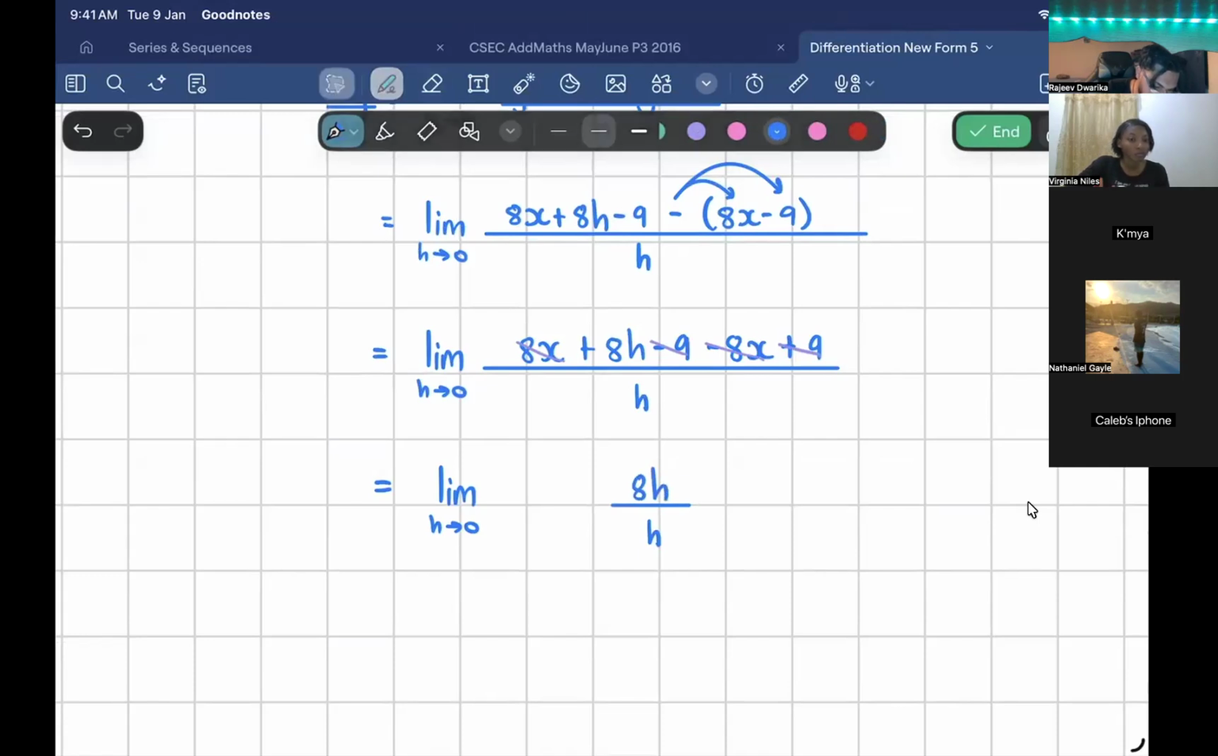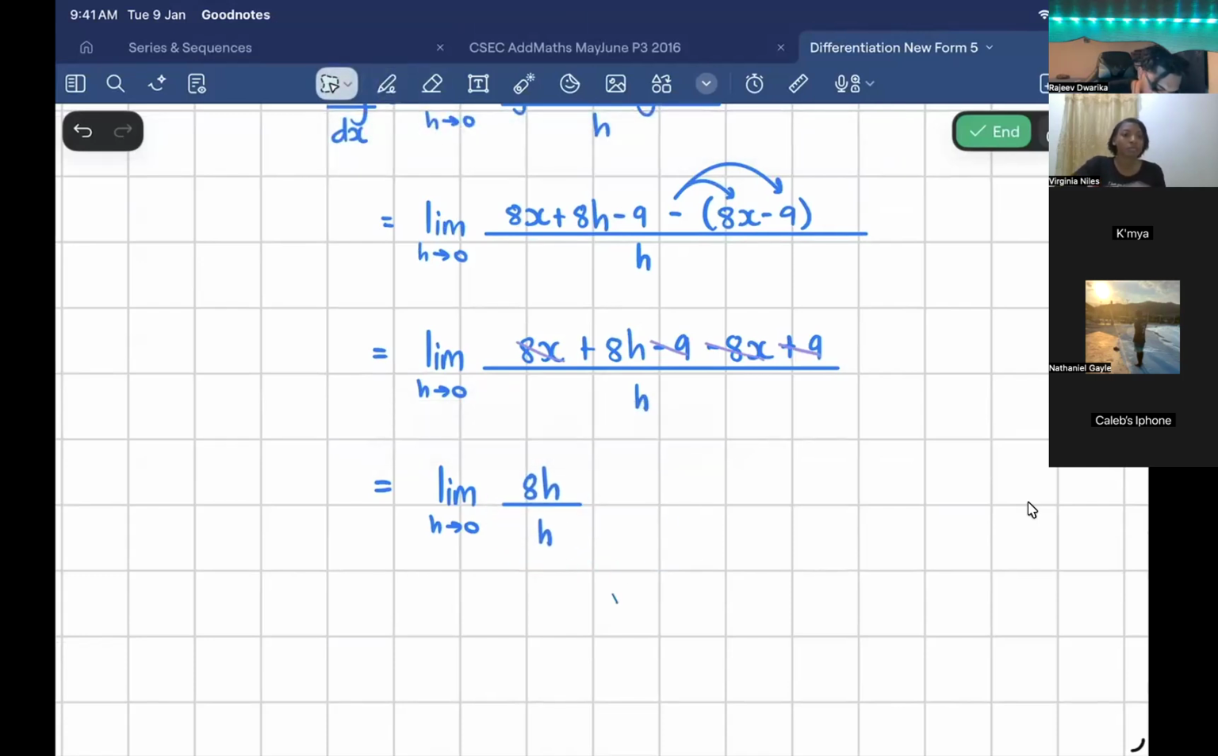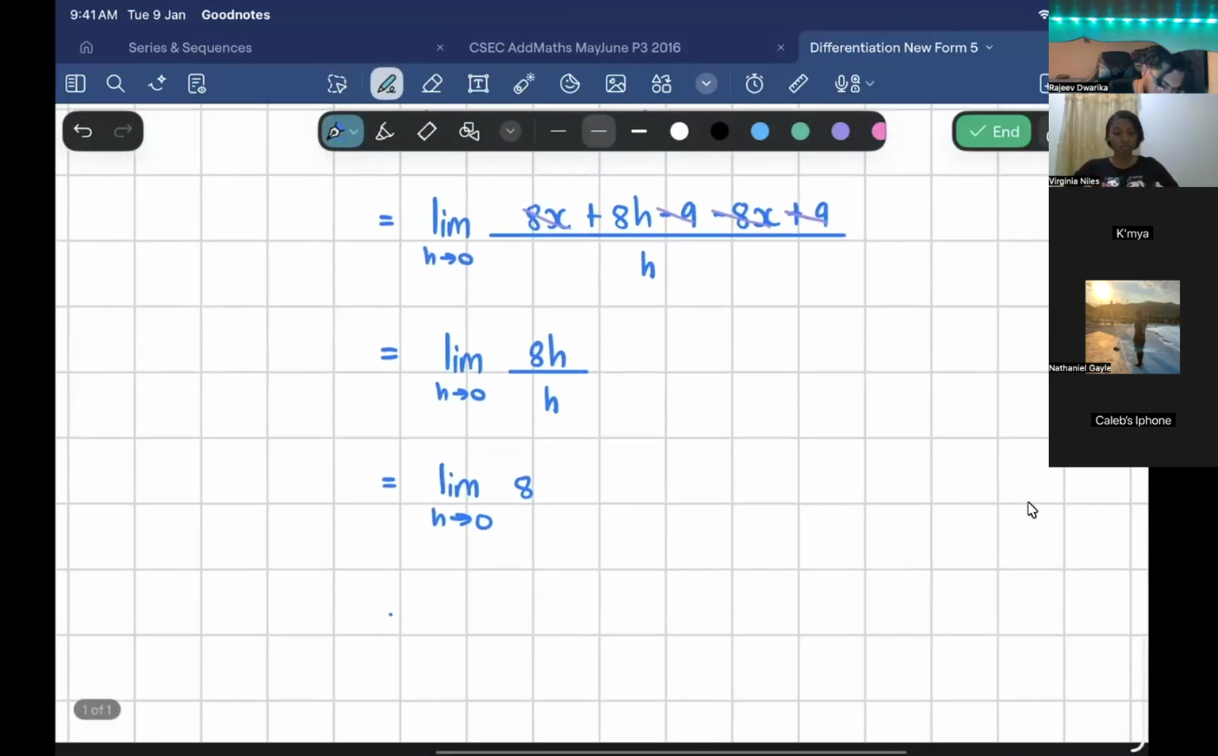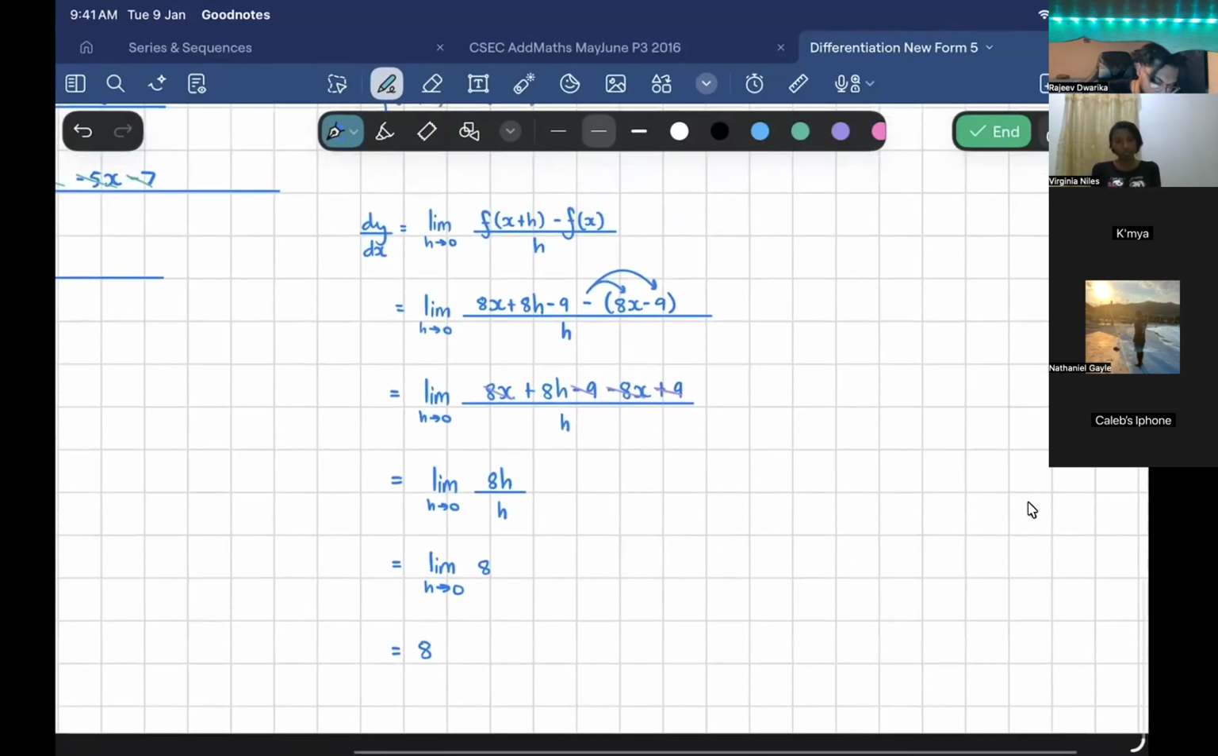And that will cancel off and you'll get the limit as h approaching 0 of 8, and then you will get gradient equals 8, because there's no h to substitute 0 into. Exactly. Big up yourself.